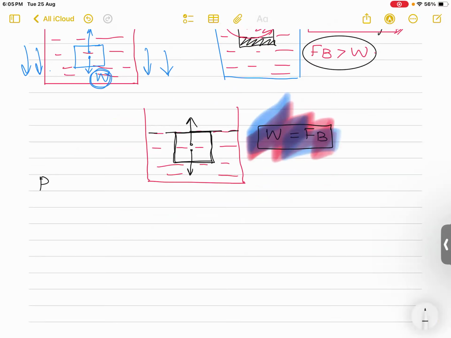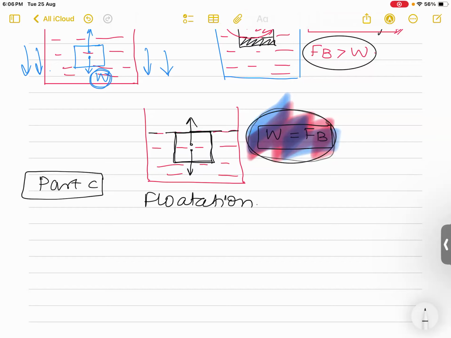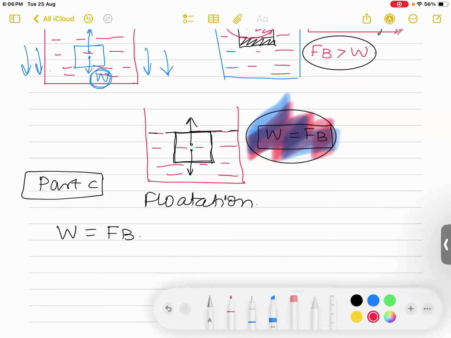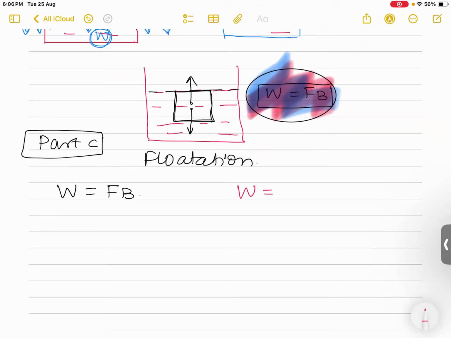So in this part C, we are going to talk only and only about a term called flotation. Now, when I talk about flotation, I take this as my condition into consideration and try to figure it out. Since in flotation, I know that W is equal to FB, right? Now, we have even learned that W, which is weight, can be calculated by using the formula m into g. Now, I replace W by mg. And if I need to calculate upthrust on any specific object, we use the formula: volume of solid multiplied by density of liquid multiplied by acceleration due to gravity.